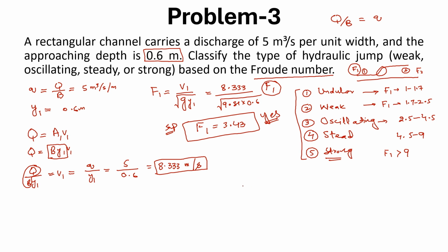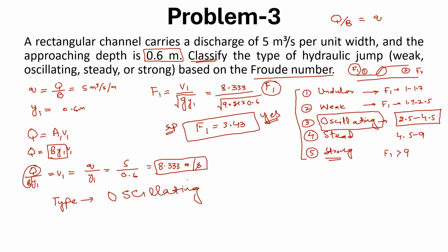Now the second question is: what is the classification? What is the type of the jump? Because we need to classify the jump as weak, undular, or any other. So undular jump is between 1 to 1.7, weak jump is 1.7 to 2.5, and oscillating jump occurs when the Froude number is from 2.5 to 4.5. As our Froude number comes in this range, we can say that the jump created in our question is the oscillating jump. So we can simply say that the jump created in this channel, due to these two flow characteristics given, is oscillating jump.